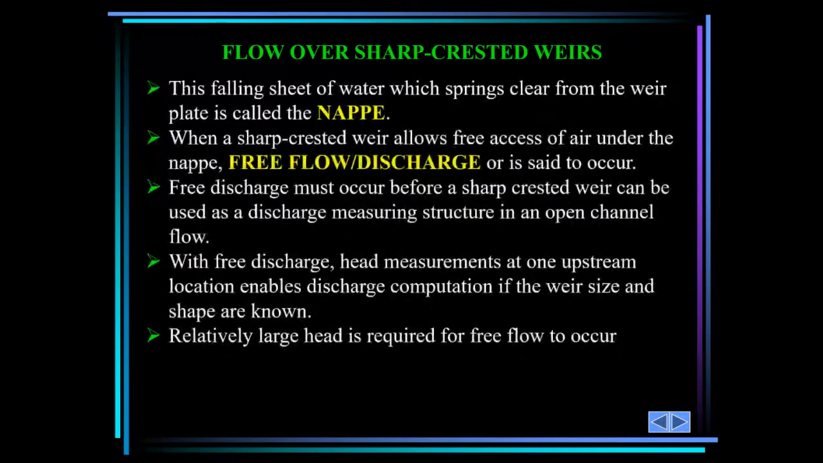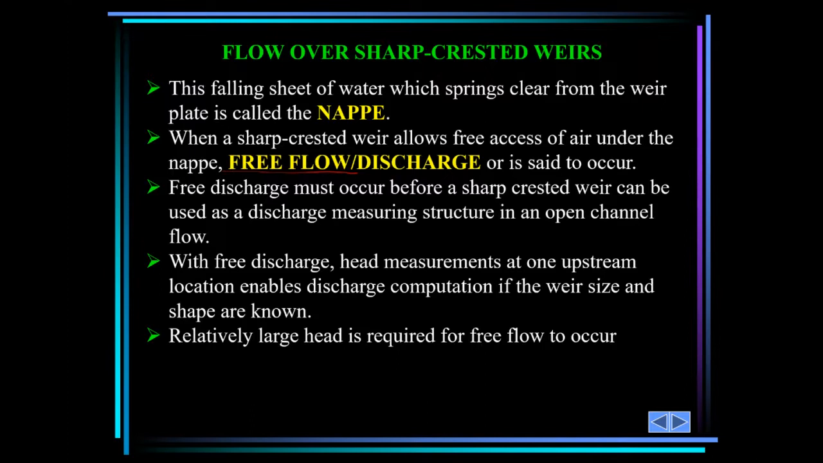Free flow is said to occur. Free discharge must occur before a sharp crested weir can be used as a discharge measuring structure in an open channel, meaning we have to ensure that the water springs clear, emerging from the top of the weir, and has free access of air under the nappe. This is one of the conditions. This will be emphasized when doing the lab. In our next lab next week, we will start to work with some weirs.